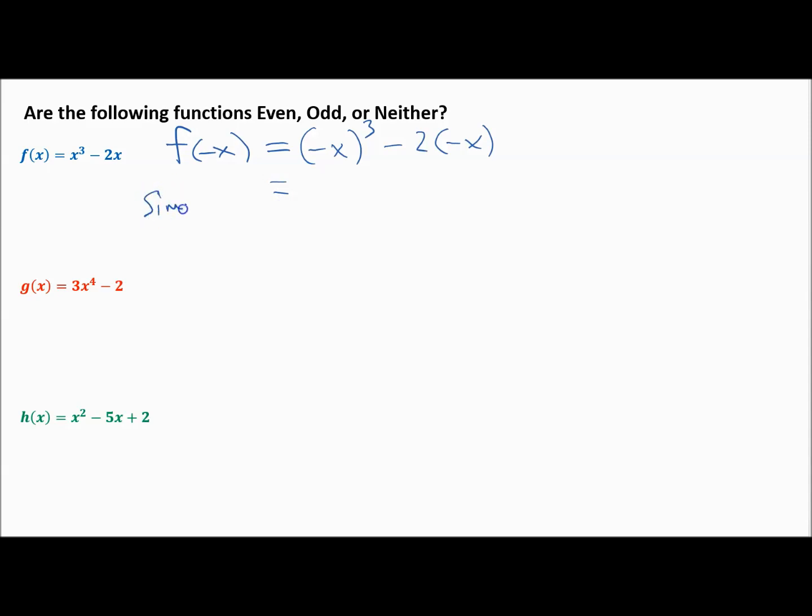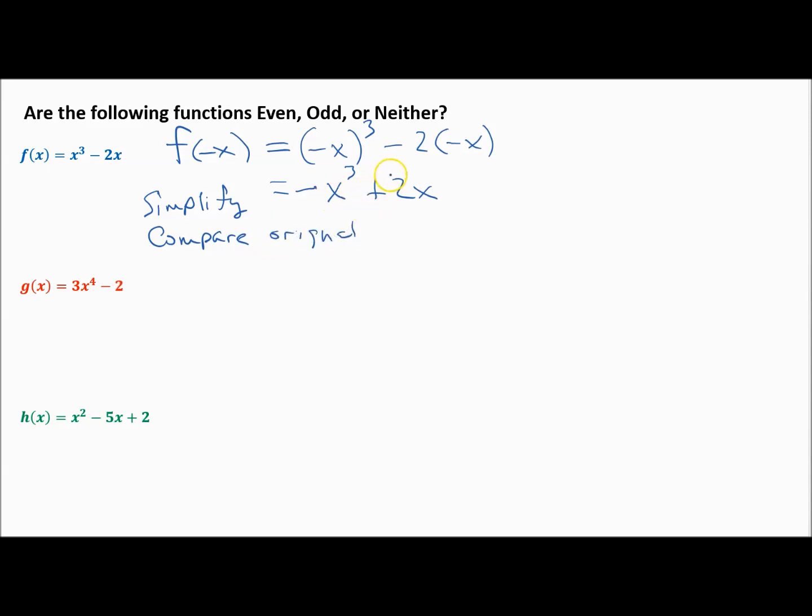Step 2 is simplify. Okay, negative x to the third. Well, a negative times a negative times a negative, because that's what to the third means, is multiply those things 3 times. It gives me negative x to the third. And then a negative 2 times a negative x is a plus 2x. And the last step is you compare to the original.